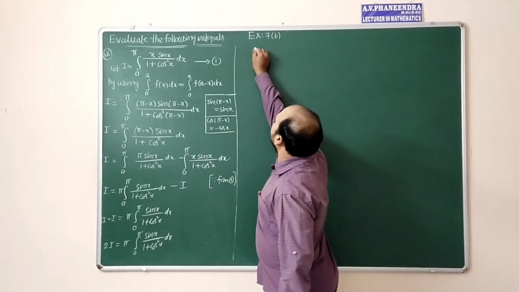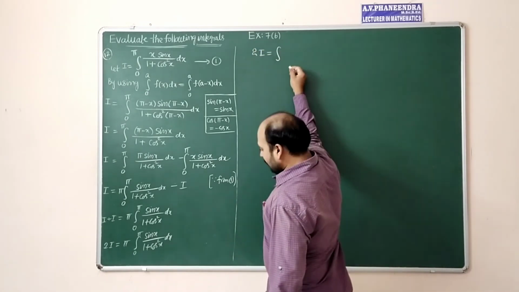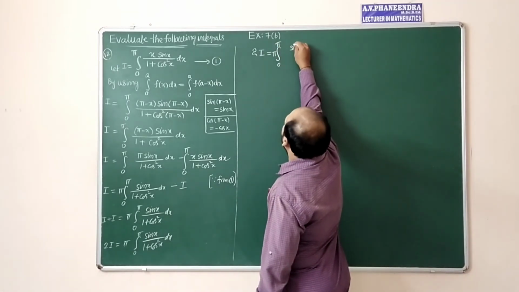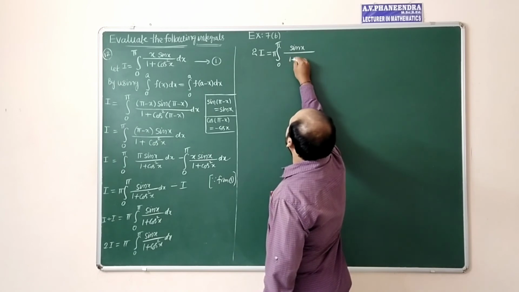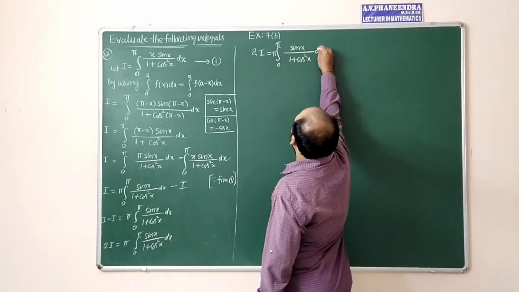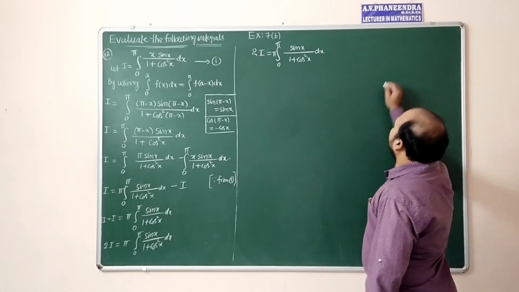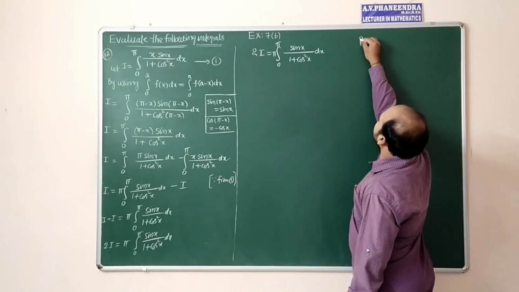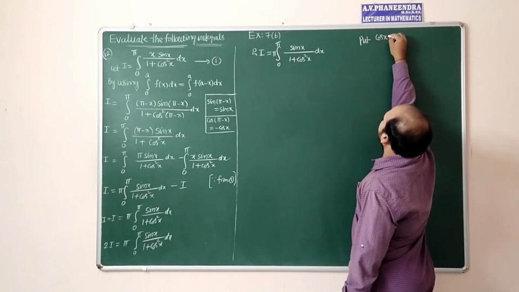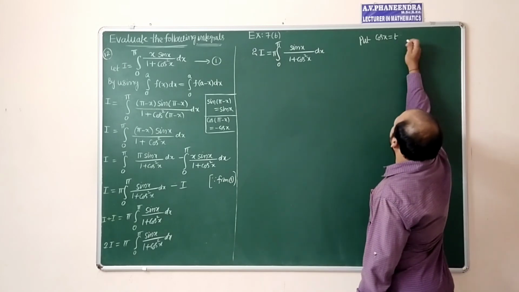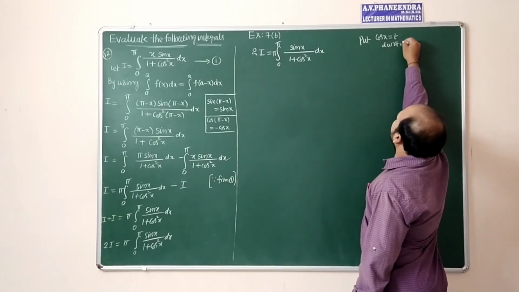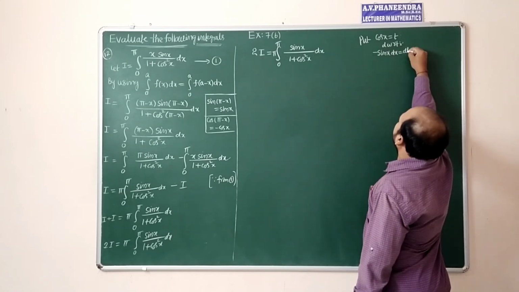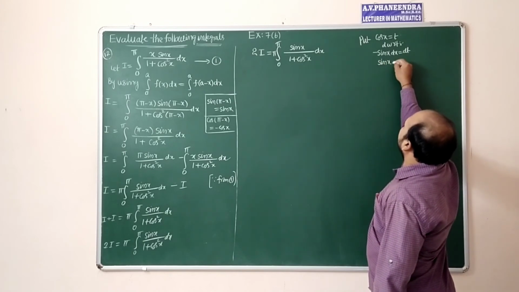After this step, 2I equal to pi into integral 0 to pi sin x by 1 plus cos square x dx. Here, put cos x equal to t. Here, assumption, put cos x equal to t. Differentiate with respect to x. Cos x derivative is minus sin x into dx equal to dt. Now sin x dx equal to minus dt.